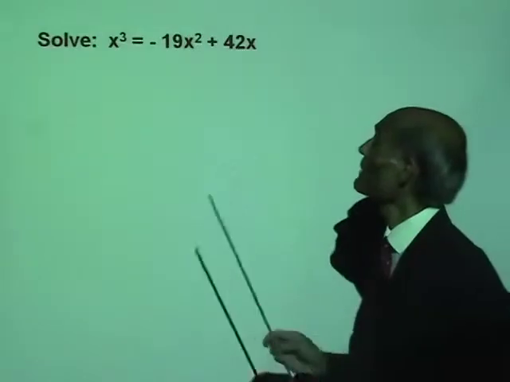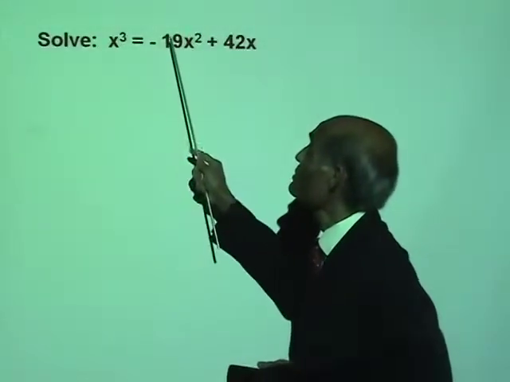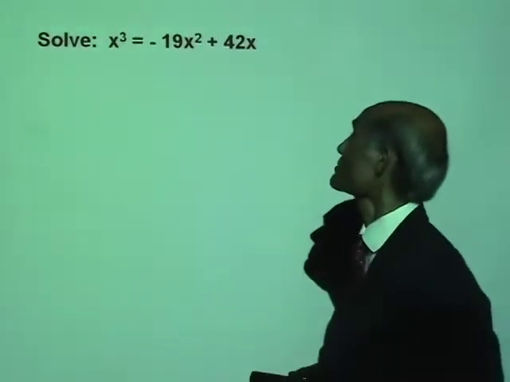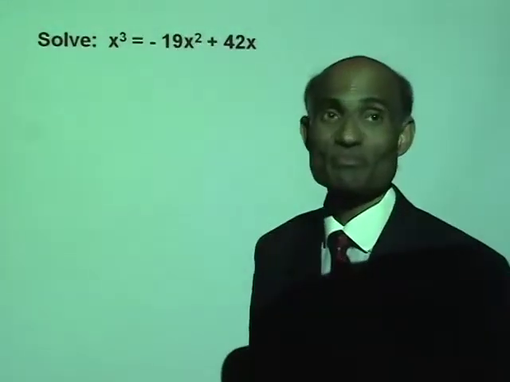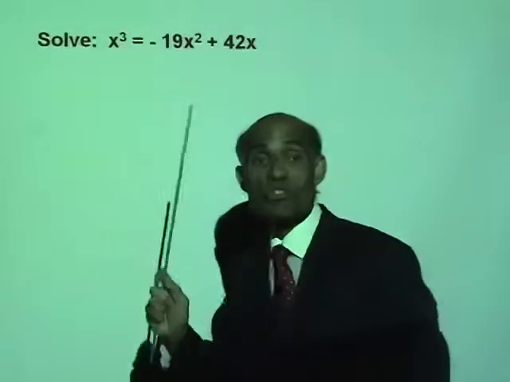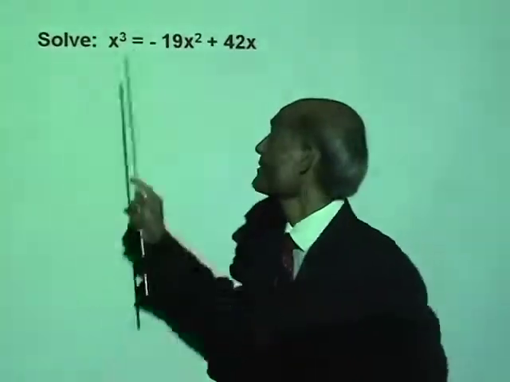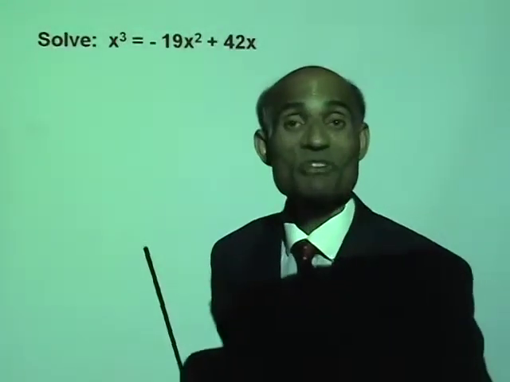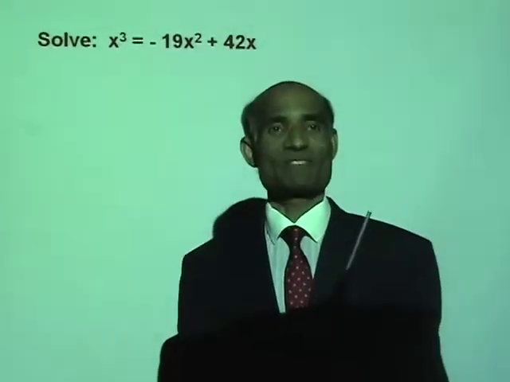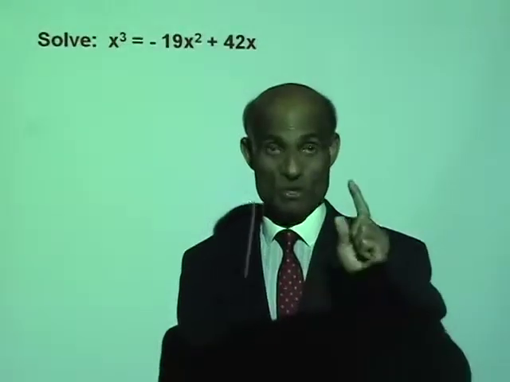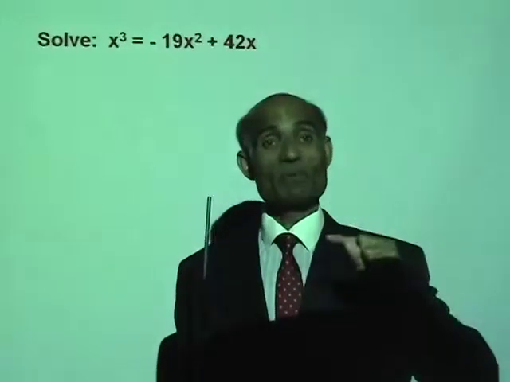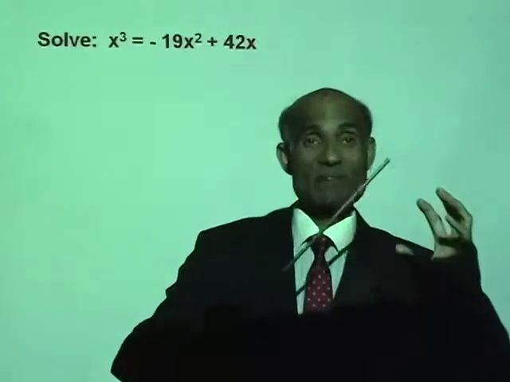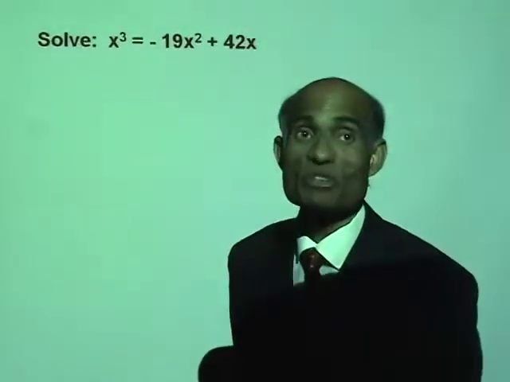Another one. X cubed equal to negative 19x squared plus 42x. This is a third degree equation. The highest power is 3. Tell me, what is the first thing that you will do to solve this? Well, go through each step. Move all terms from the right to the left. Make the right side 0.